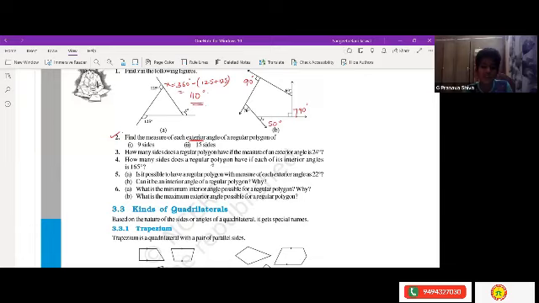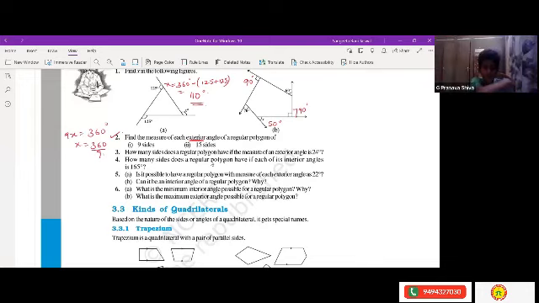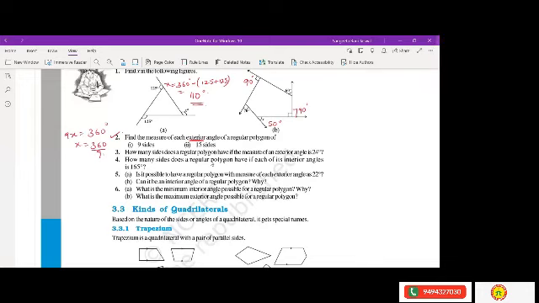And how will you find the measure of each exterior angle? Ma'am, 9x equals 360. 9x is equal to 360 degrees. Very good. So x will be 360 by 9. So that gives you kitna aayega? 40 degrees. So that means each exterior angle is 40 degrees here.